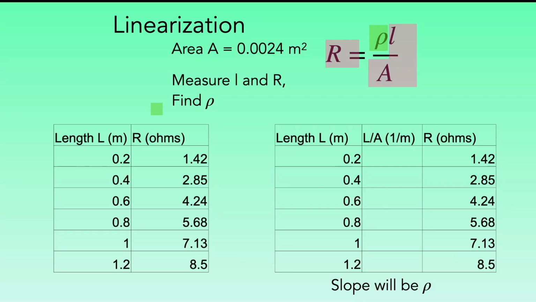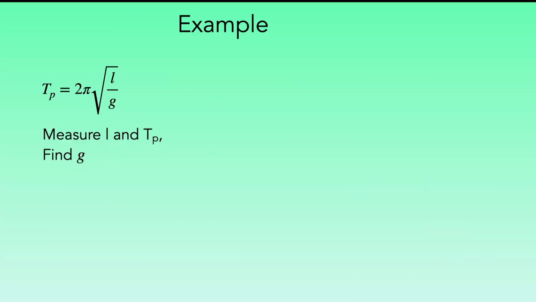exactly equal to rho. Remember in the last example, we had 1/2 g was going to be the m. In this case, rho itself is the m. I don't even have to do anything crazy. So let's do a little more complicated example. This is the period of a pendulum. And so it's equal to, we know the equation is 2 pi square root of L over g. L is the length of the pendulum. So we measure the length and the period, and we want to find g.